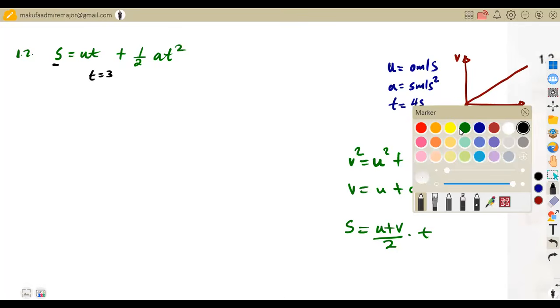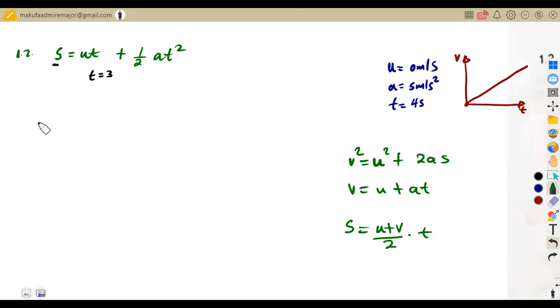So we can substitute the information that we are given. Our S in this case is going to be UT, that is our U being 0 and our time being 4. So that's 0 times 4 plus half of AT squared. We have the acceleration, which is 5, times the time. The time that we are now using is the one given as 3 seconds. So it's going to be T squared, which is 3 squared, not the one that we are given in the first place. From our calculator here, let's see what we are going to have.